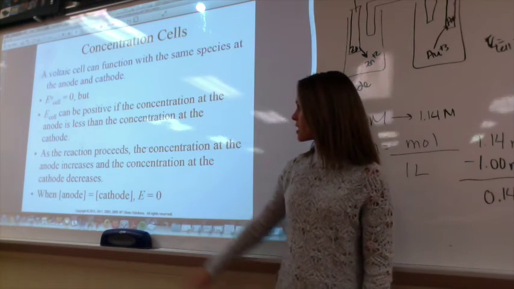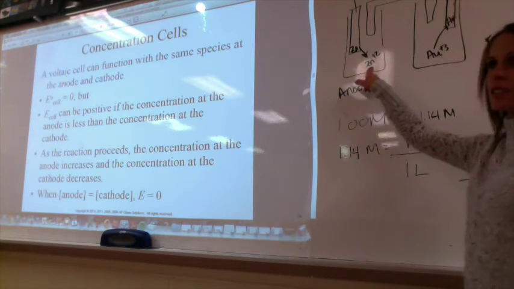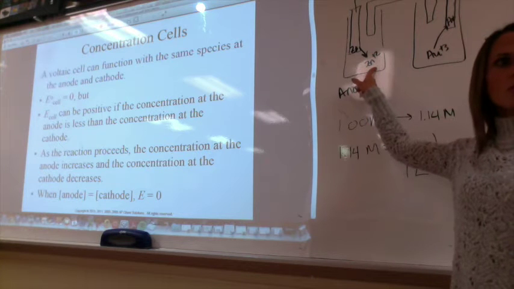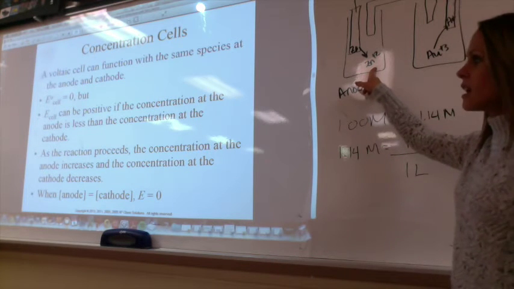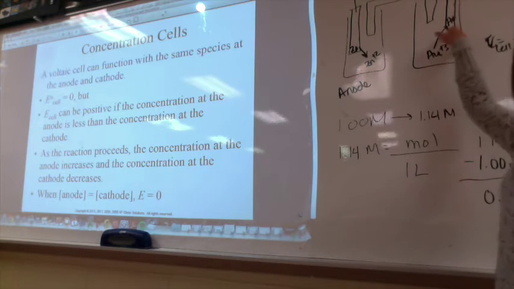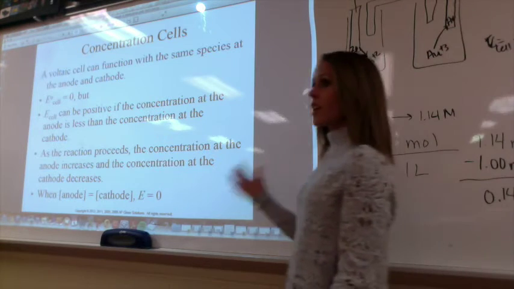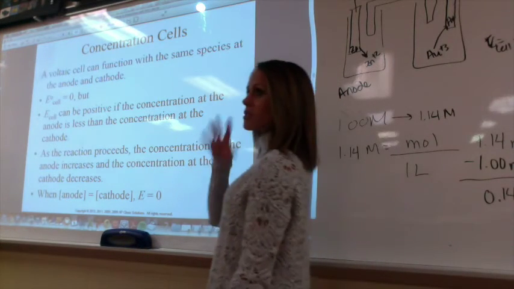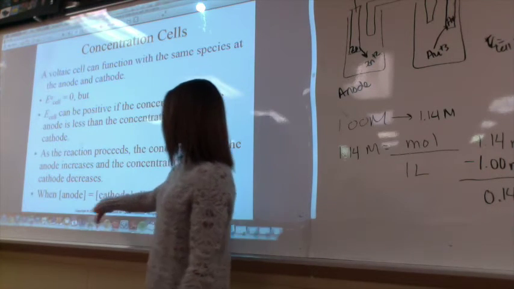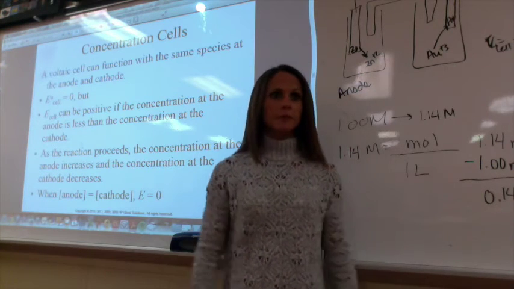As the reaction proceeds, the concentration at the anode increases because that's what's happening. In the aqueous solution, concentration at the anode needs to increase. The concentration will increase and the concentration at the cathode will decrease, won't it? We just learned that. We just drew that picture. So when that happens, you can get voltage because it's going to send electrons to make that happen. But eventually, you'll reach equilibrium when the concentration of the anode is equal to the concentration of the cathode, and then voltage is 0. And then it's at equilibrium.